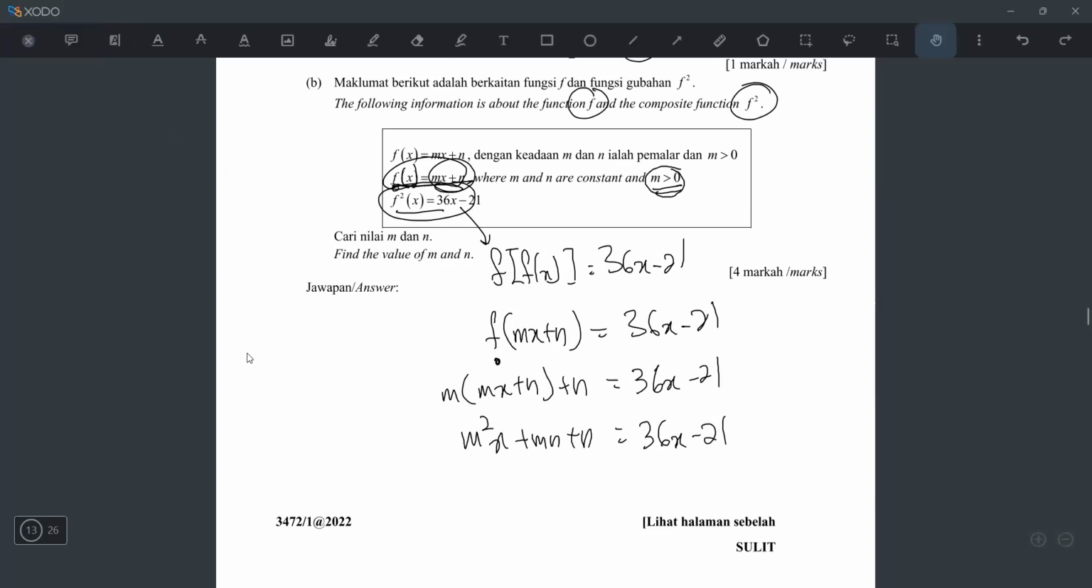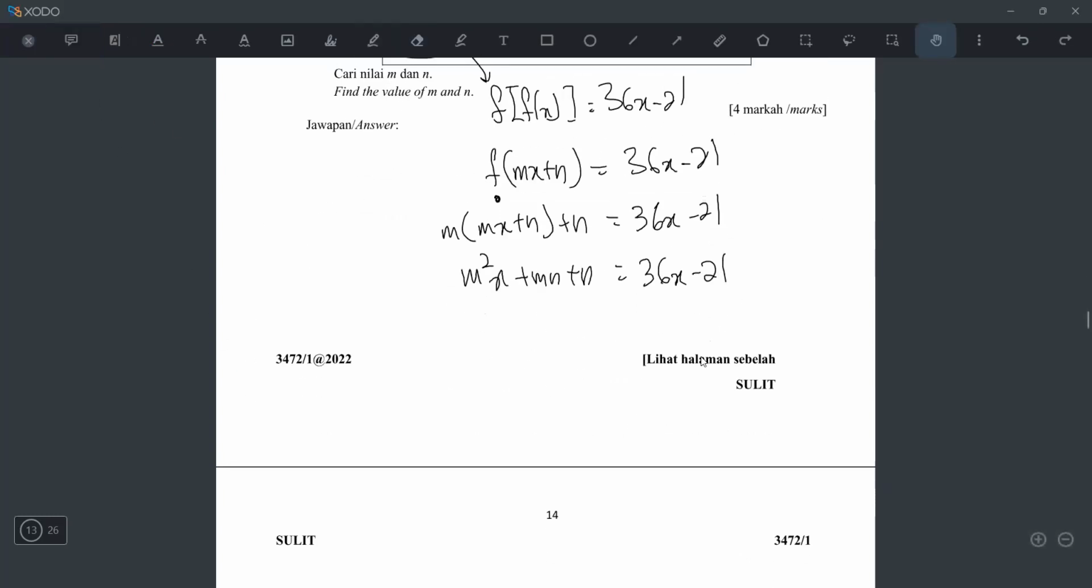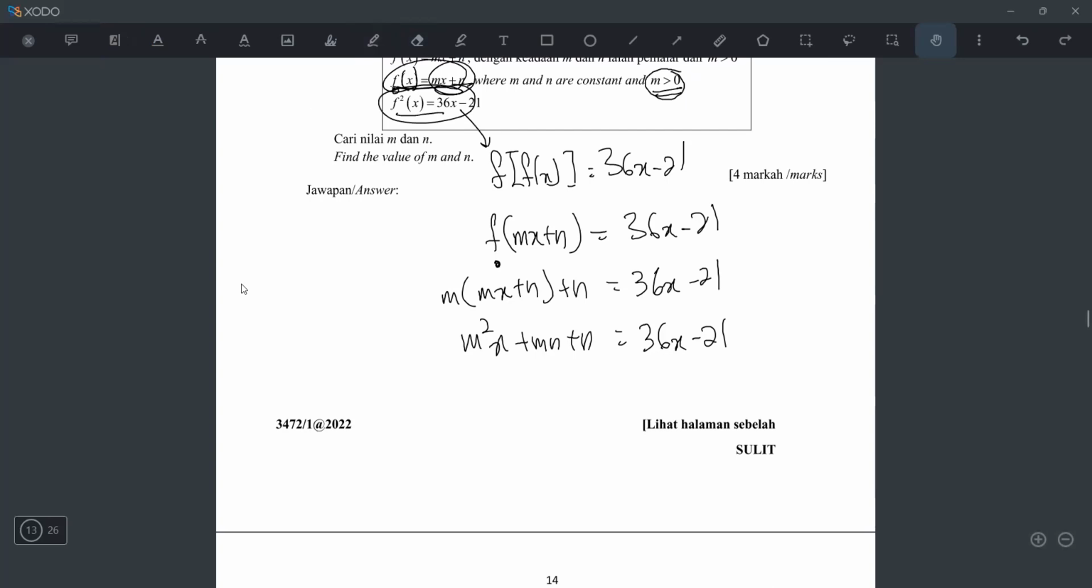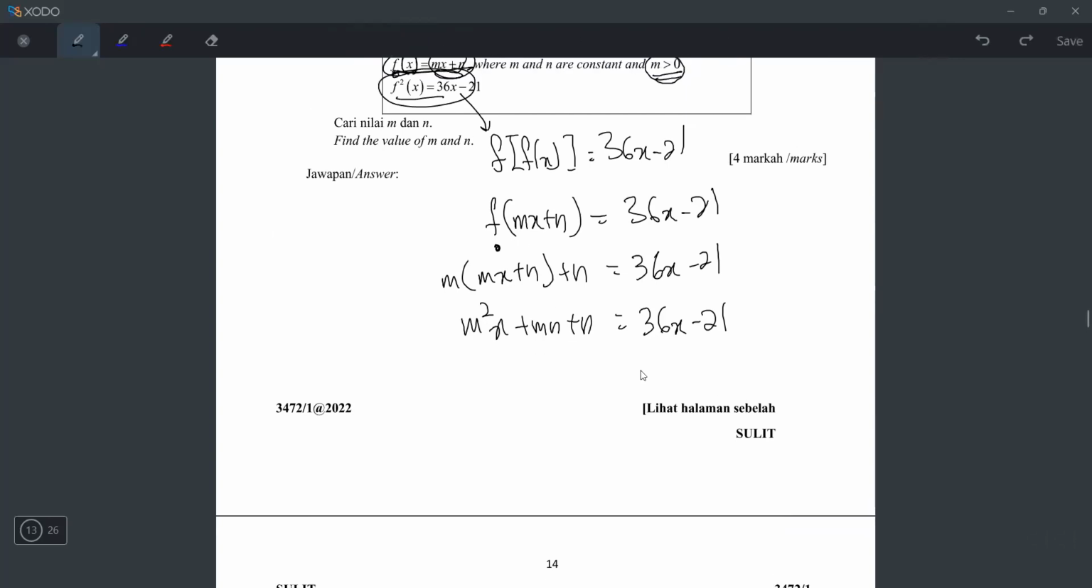Now you can compare side by side because now the left hand side cannot do already, the right side also cannot do already. So you will just compare it. But don't move terms across. The moment you move, it's wrong already. You shouldn't move terms for this type of question. When there are so many unknowns, m, n, x, you shouldn't move. You should just compare side by side.